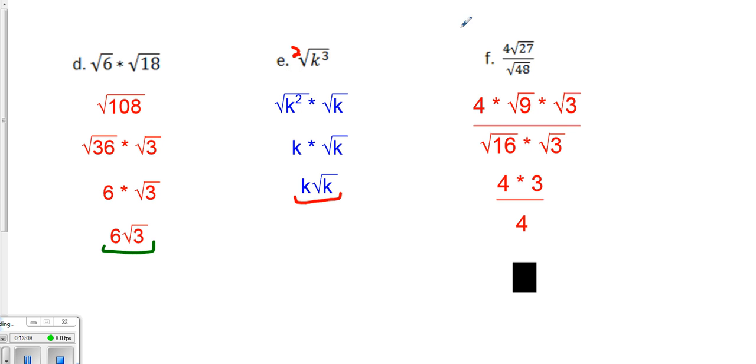As well, we also can see that square root of 3 will cancel out in both of these. So after we cancel it out, all we have is 4 times the square root of 9, which is actually 3. And on the bottom here, we just have 4. Now we can cancel out those 4's, which means in the end, all we have left is 3. So 4 square roots of 27 over, or divided by, the square root of 48 would just become 3.